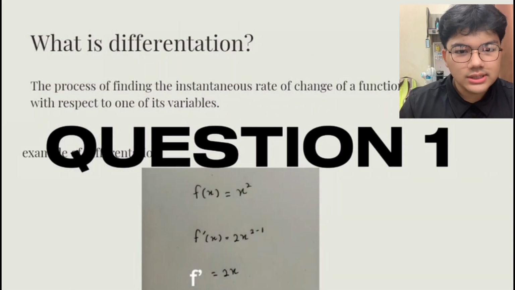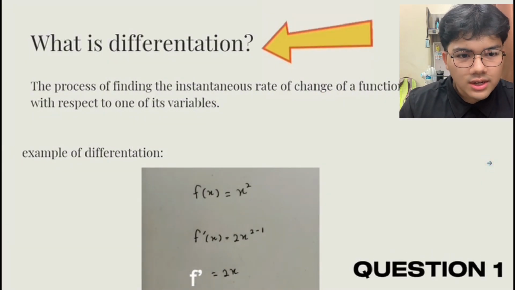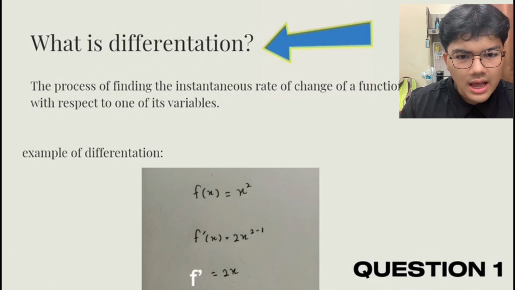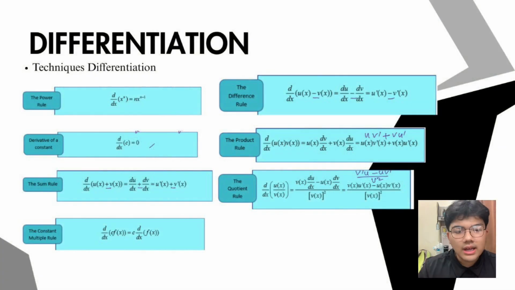Differentiation is a process in calculus that is used to find the rate of change of a function with respect to a variable. In simple terms, differentiation tells us how fast something is changing, and it also gives us the slope or gradient of a curve at a specific point. In this topic, there are several main techniques of differentiation that we use.